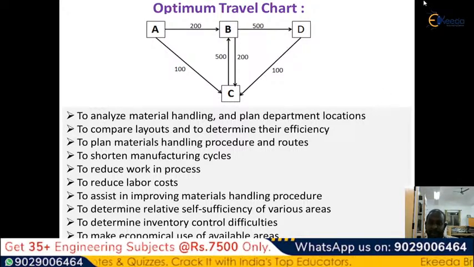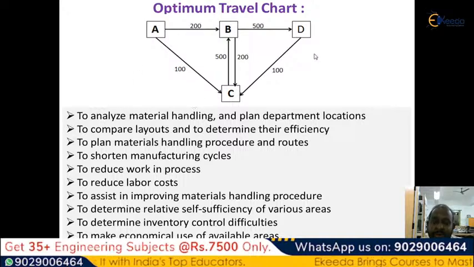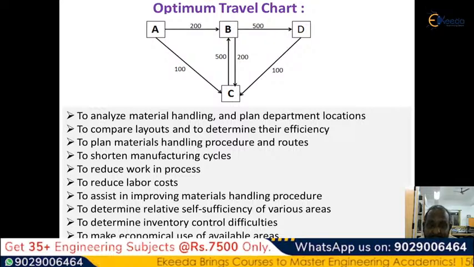So B and C is going to have the mutual correspondence. The other machines can be kept like this so that I can have the minimum travel. So this is the idea of going for the travel charts. Then what are its advantages? These charts have their own advantages. It is used to analyze the material handling and planning department locations, layouts, material handling procedures, whatnot.